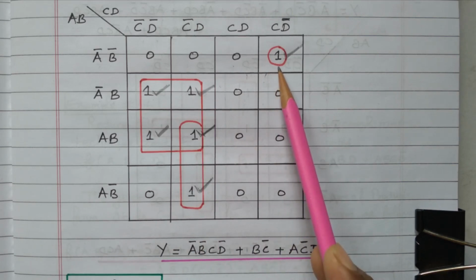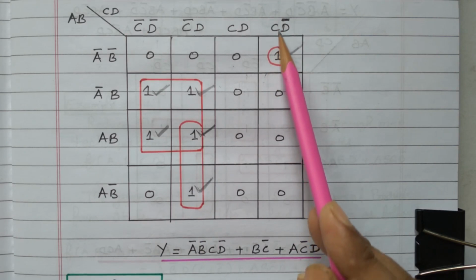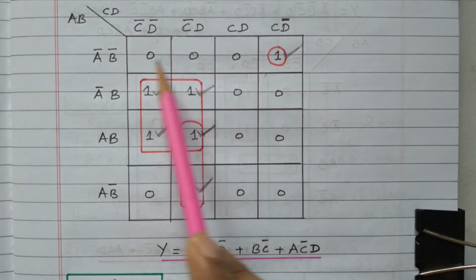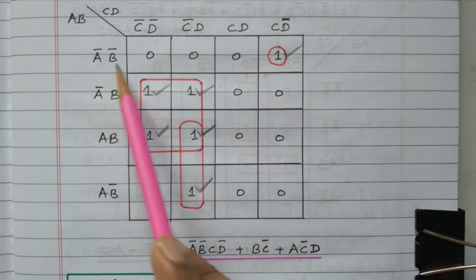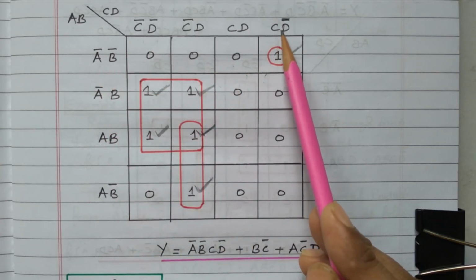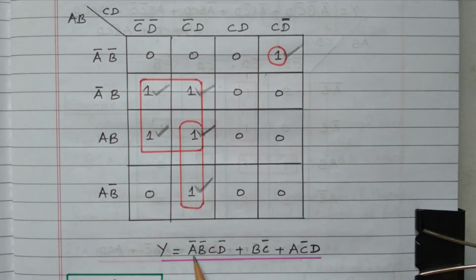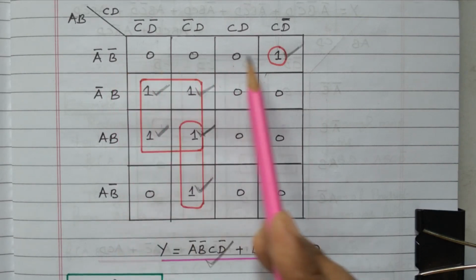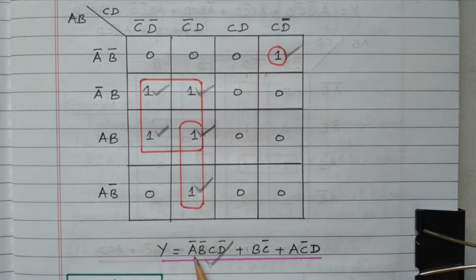First we will see this one. Right? How to simplify this? See, you have to refer what is available in a horizontal manner, what is available in a vertical manner. Horizontally what is available? A bar, B bar. Vertically what is available? C, D bar. So A bar, B bar, C, D bar. This is the expression for the first term. Now we will see the second group.